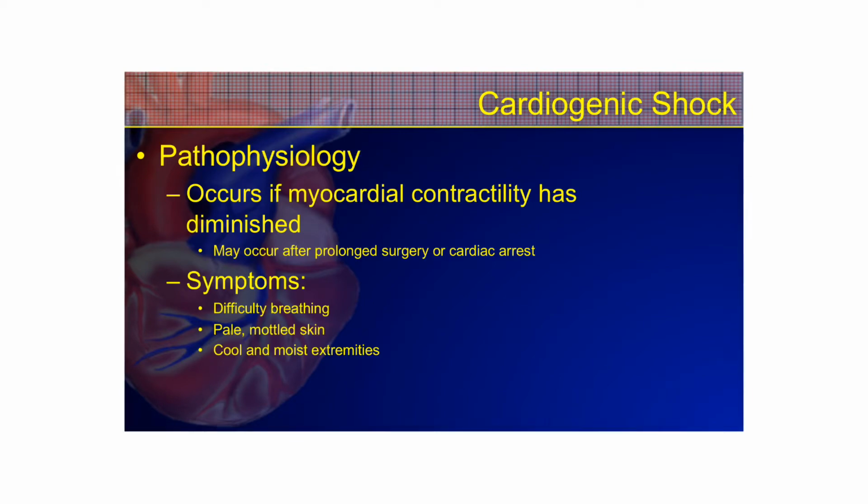Next, we'll talk about cardiogenic shock. Cardiogenic shock may occur as a complication of shock of any cause. And it may also occur if myocardial contractility has diminished because of prolonged cardiac surgery, ventricular aneurysm, cardiac arrest, or ventricular wall rupture, which occurs post-MI a lot of the time. And a transient cardiogenic shock can occur after resuscitation. So after the patient's resuscitated, you can have a transient cardiogenic shock.